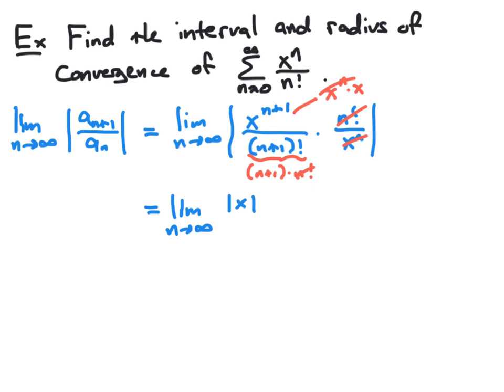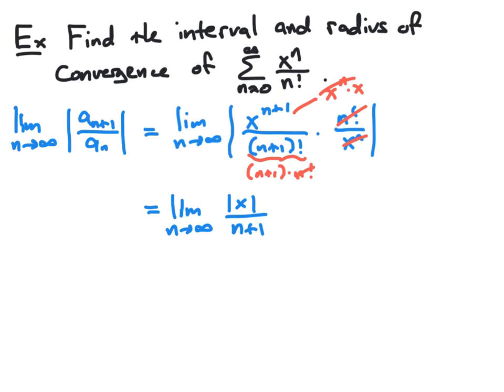So that's the only term in the numerator. In the denominator, we're left with just n plus 1. And we can leave that outside of the absolute values since we know that n is a positive number and n plus 1 is therefore also positive. So we're computing the limit as n goes to infinity of the absolute value of x over n plus 1.